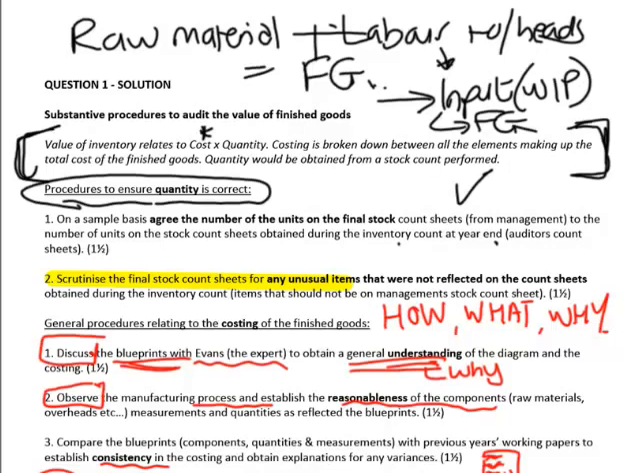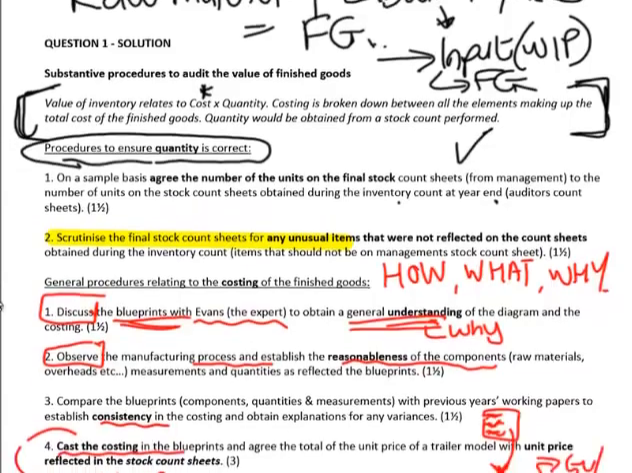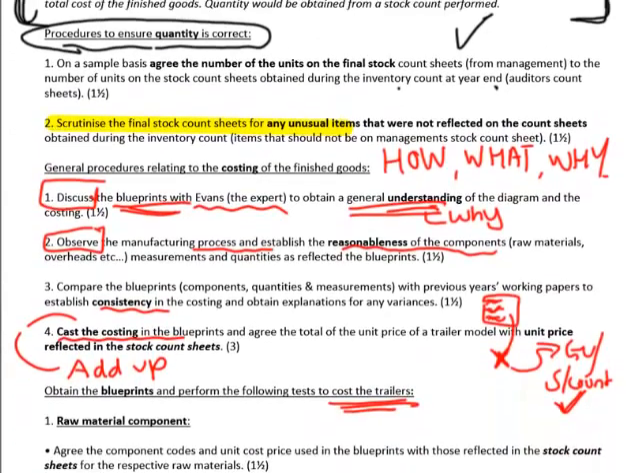Or if we've got a stock count, we've got a quantity with no description, for example, like why are there values without descriptions? Anything that seems a bit weird that shouldn't be there, we could use CATs to help us with. We obviously couldn't discuss using CATs because that's a human thing. But for example, if we wanted to compare the blueprints with previous year's working papers, that's something we could get CATs to help us perform.